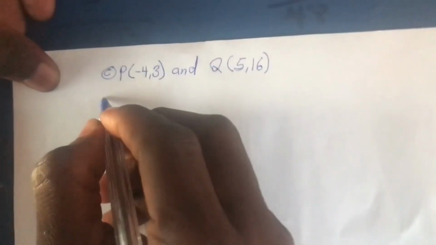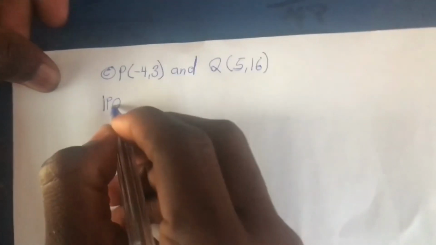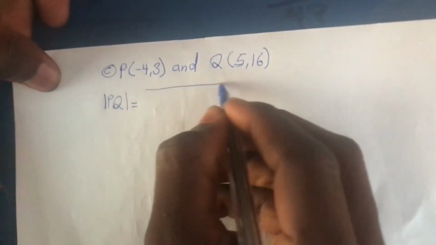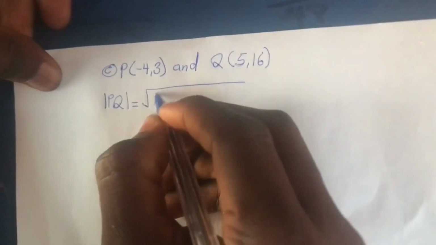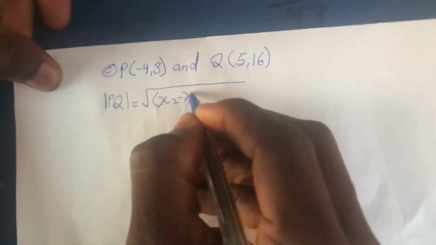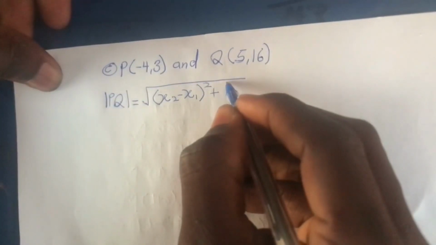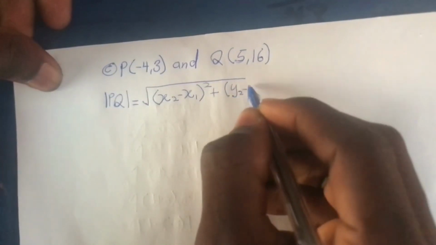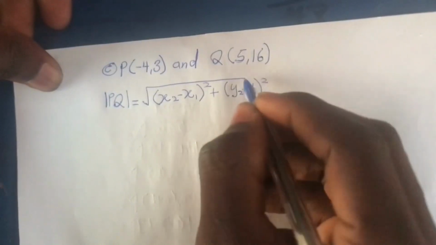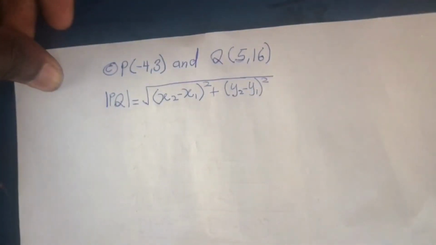Okay, so line PQ becomes what? The formula again: X2 minus X1, all squared, plus Y2 minus Y1, also all squared. So this is the formula.